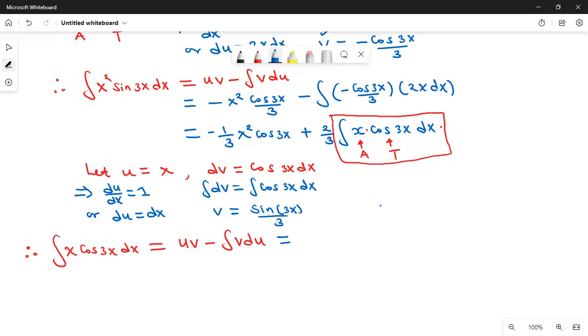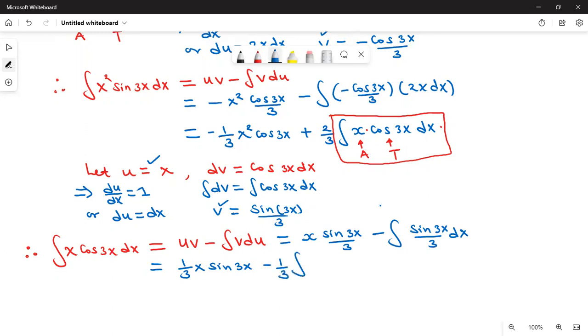uv, our u is x, our v is this one, so it is x times sine 3x over 3, then minus the integral of sine 3x over 3 dx, which you can write as 1 over 3 x times sine 3x minus 1 over 3 the integral of sine 3x dx. And now you see you can easily integrate sine 3x.